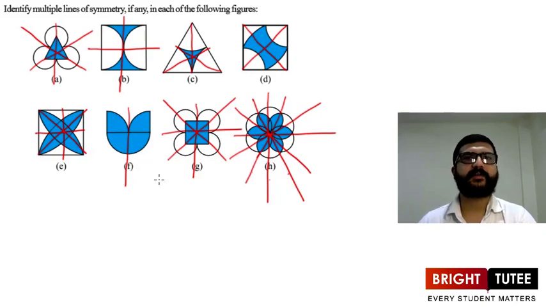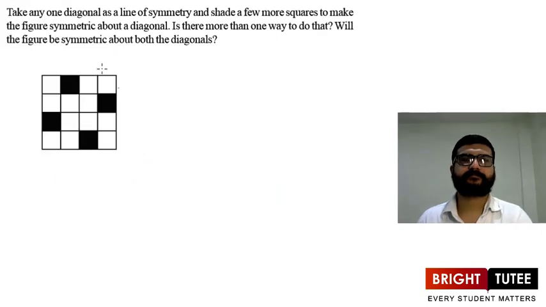Now we are done with all the parts of the question. Now let's move to the next question. Now here is the next question. Question is, take any diagonal as a line of symmetry and shade a few more squares to make the figure symmetric about the diagonal. Is there more than one way to do that? The question is, do we have any other way? Like, can we have more than one way to do this? And then the next question is, will the figure be symmetric about both the diagonals?